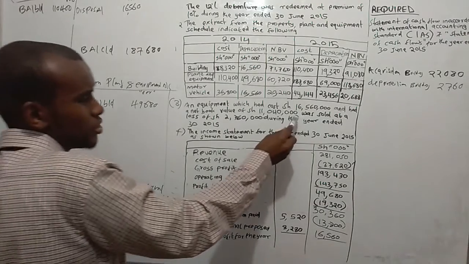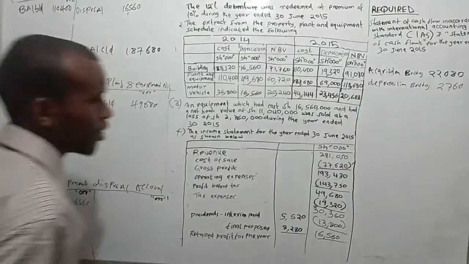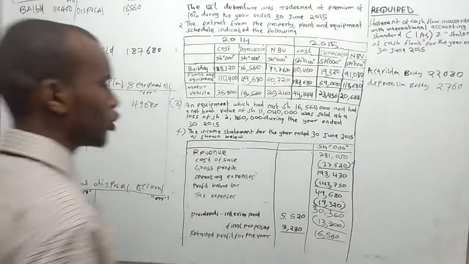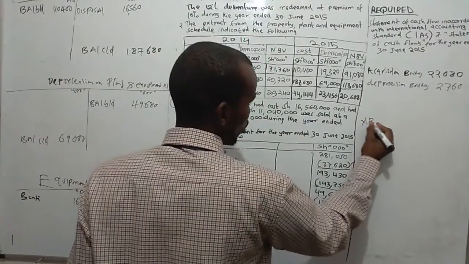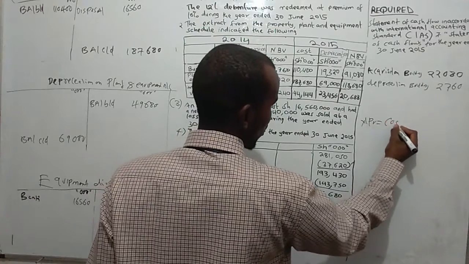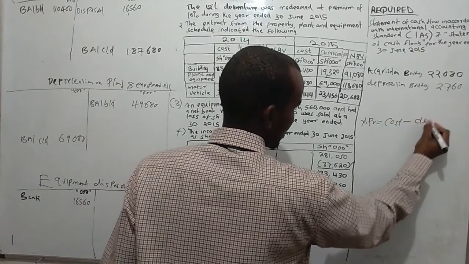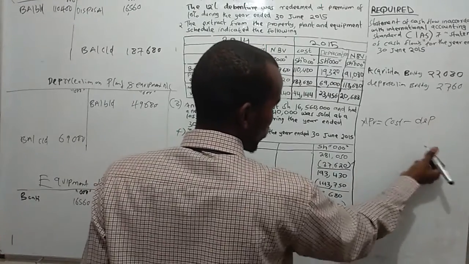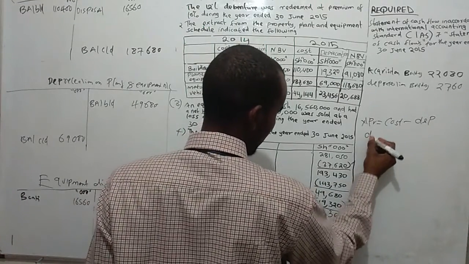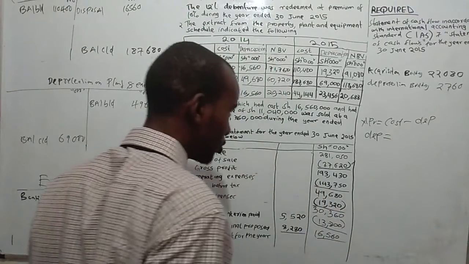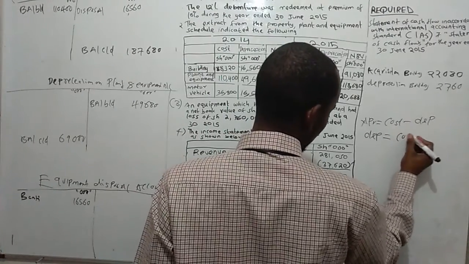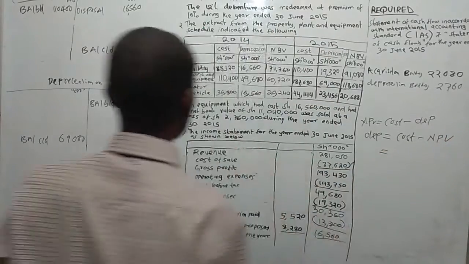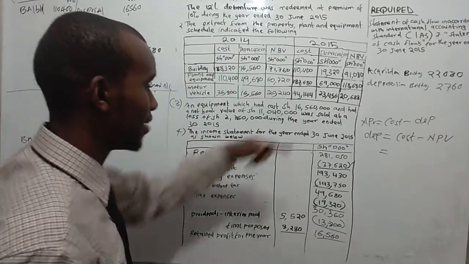Therefore, we can get the depreciation from this. To get the net book value, net book value is equal to cost minus depreciation. Therefore, if we want to get depreciation, we can make it the subject of the formula. So depreciation is equal to cost minus NBV. The cost here we are given is 16,560.